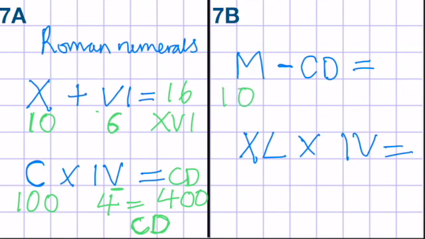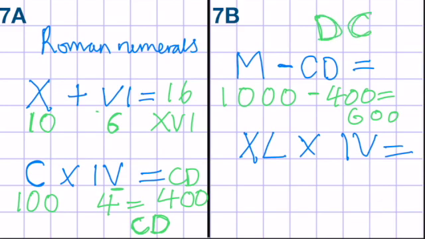M is 1,000. And we're taking away CD, which we've just discovered is 400. And 1,000 take away 400 is 600. So if I write that at the top, we're going to put a D, which is 500, and a C, which is 100, which makes 600. XL is 40. L is 50, and you're taking away this 10, and that's 40.